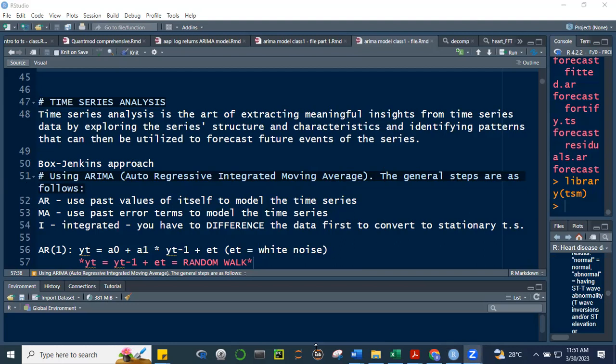Am I recording? Okay. And MA uses past error terms. And then integrated means you have to transform the data first in order to convert it to a stationary data series. Remember that we cannot use the Box-Jenkins or ARIMA approach if our data is non-stationary. We have to convert it into a stationary data series, and usually you can just difference your data. When you're differencing your data, you're subtracting the value at time t minus 1 from the value at time t.